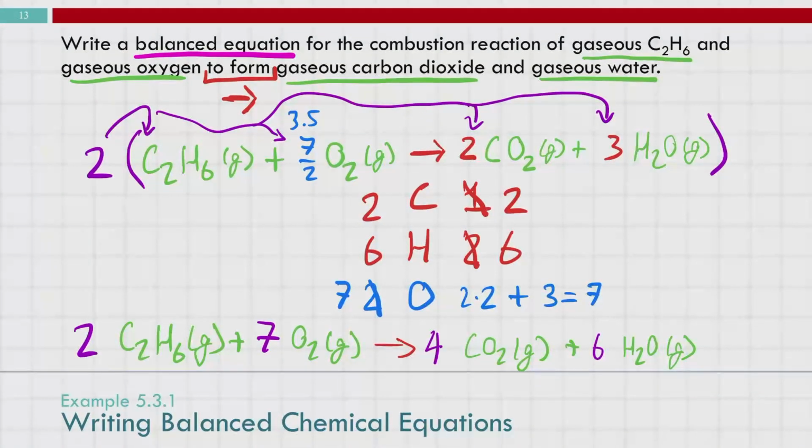Our oxygen is a little bit more complicated of a story. We've got 14 on the reactant side. We've got 4 times 2 for 8, plus another 6. 8 plus 6 is 14. So we're all balanced still. Any questions about any of the steps of that process?